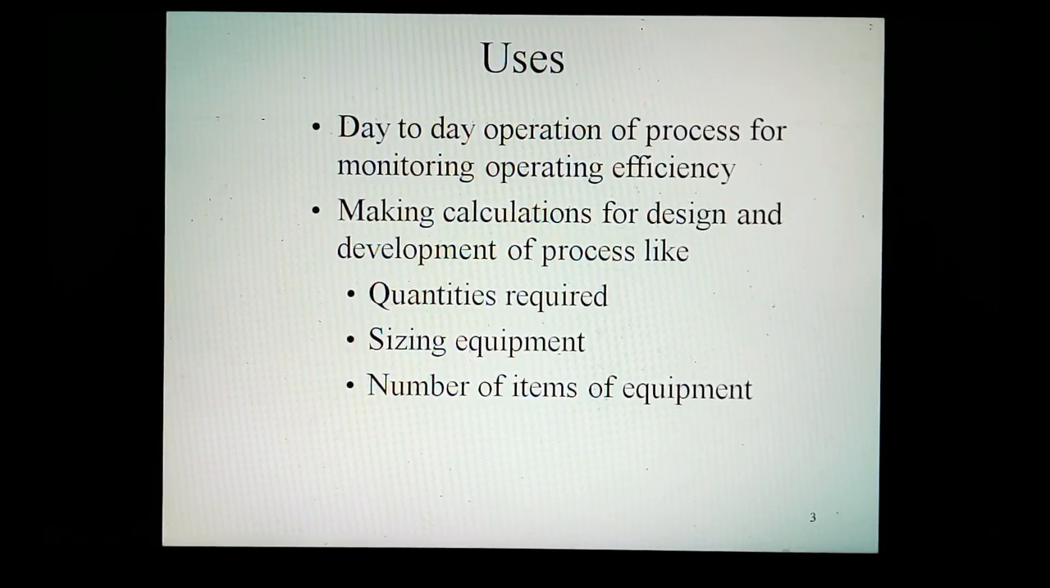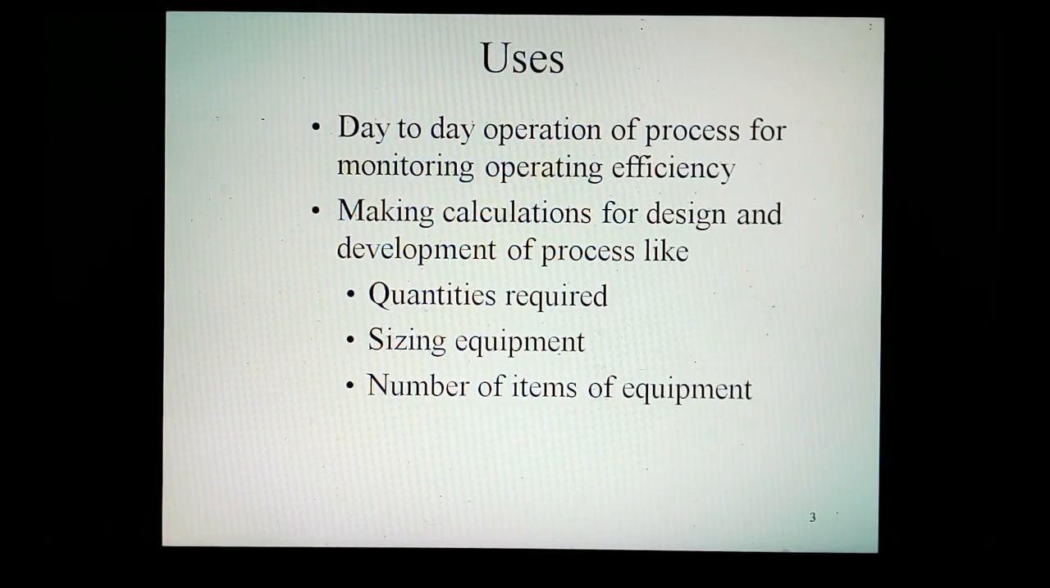Uses: it is used in day-to-day operation of a process for monitoring operating efficiency. It helps in making calculations for design and development of a process, like quantities required, sizing equipment, number of items of equipment.